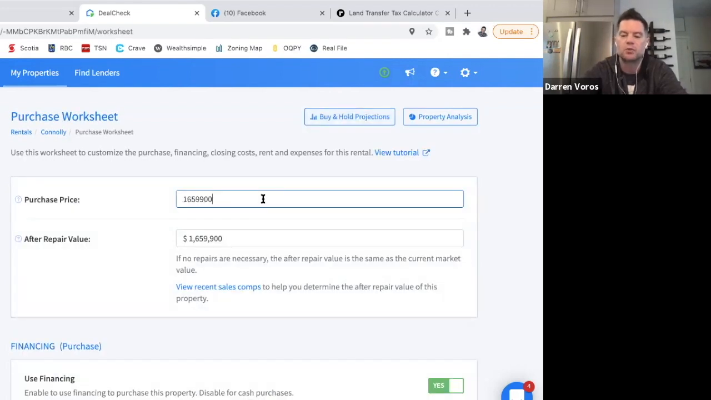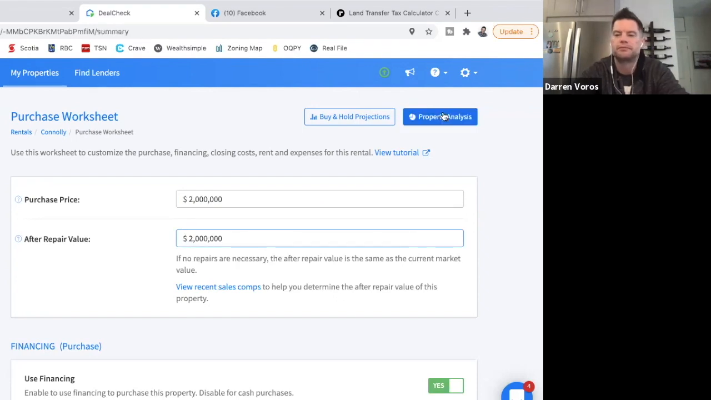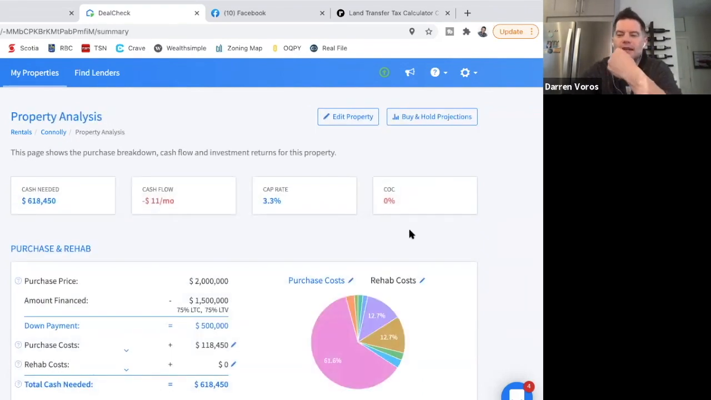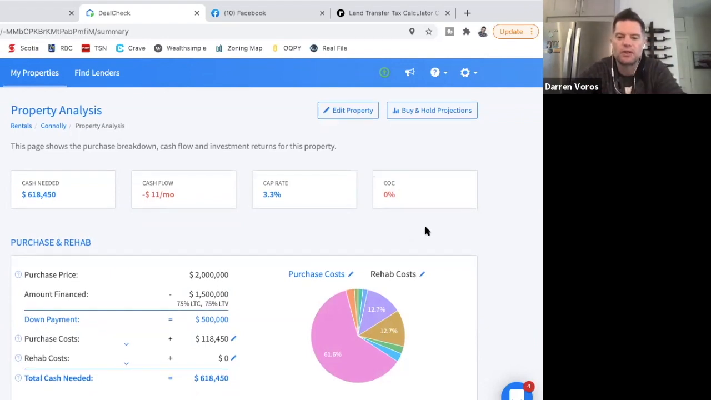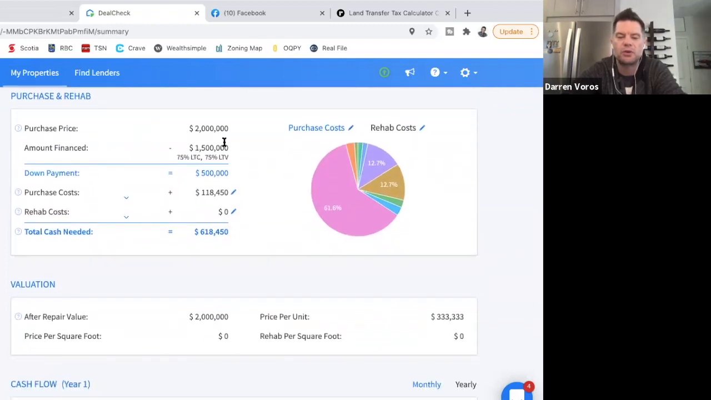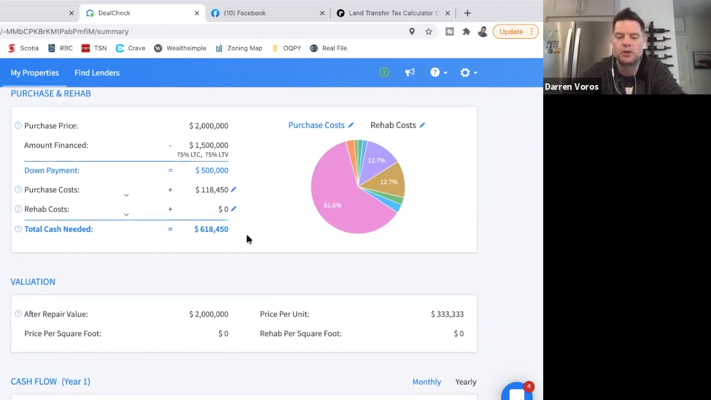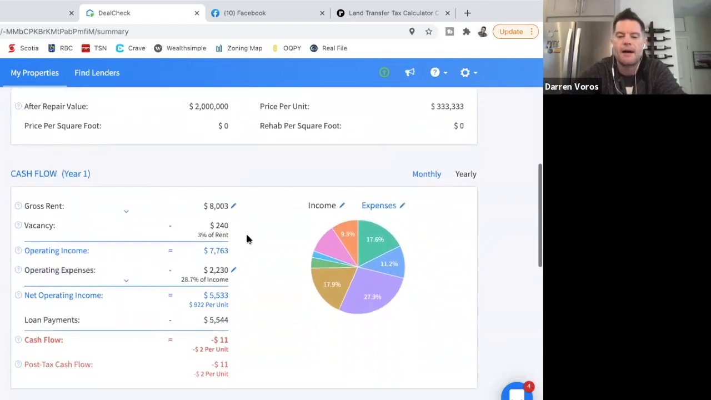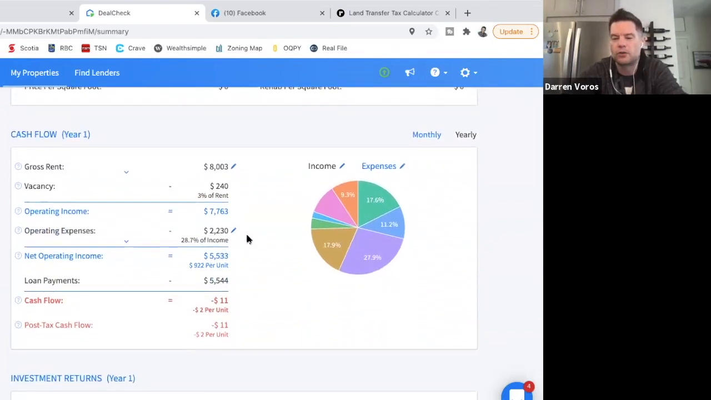What if the sellers want $2 million for this property? What does that do to our numbers? Even at the lower interest rate, we would still be net negative cash flow, right? Because we've got a $2 million purchase. It also brings the cash we need to bring to the table to $618,000. But essentially, we're cash flow neutral here.